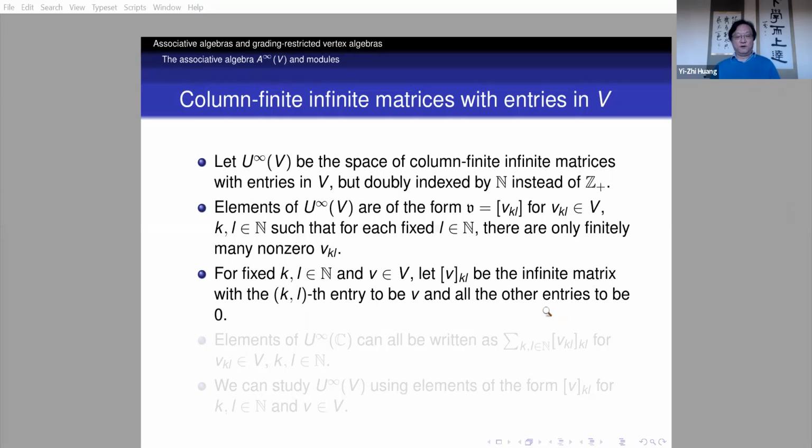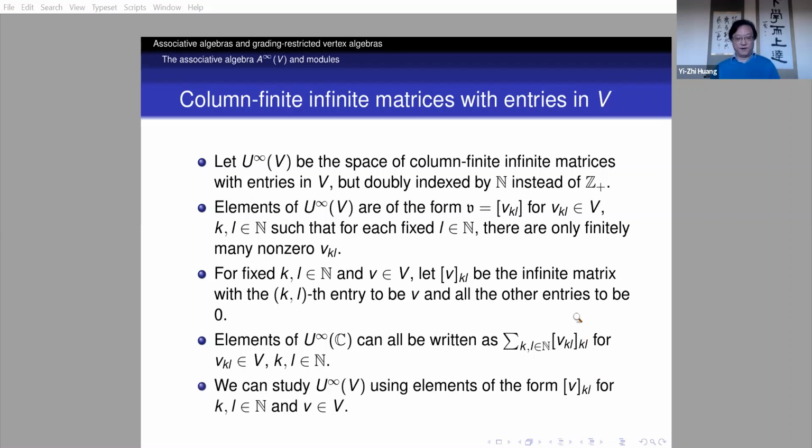Because in general, an arbitrary element can be written as an infinite sum. Basically we can define things and prove things using only this kind of element, and then all the other things are just infinite sums. As long as these infinite sums actually make sense, it will work. So that's the reason I need to introduce this notation. We will study this infinite matrix space using these elements.